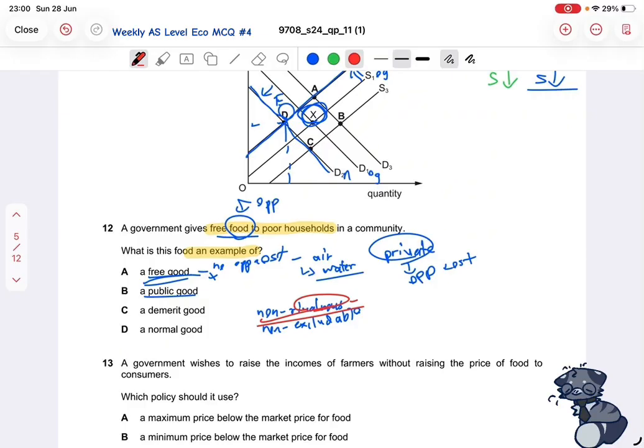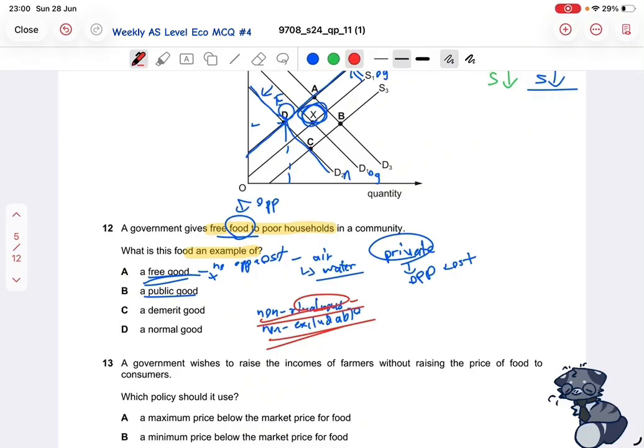Now the second one, non-excludable, means that you cannot stop a consumer from consuming it. So for example, let's go back to the chocolate. Let's say a chocolate costs $5, and I bought the chocolate for $5. However, someone else who does not have $5 cannot buy a chocolate, so they're excluded from accessing the chocolate because they do not have the money to buy it. So in this case, a public good will be non-excludable, meaning that you cannot stop a person from consuming it.